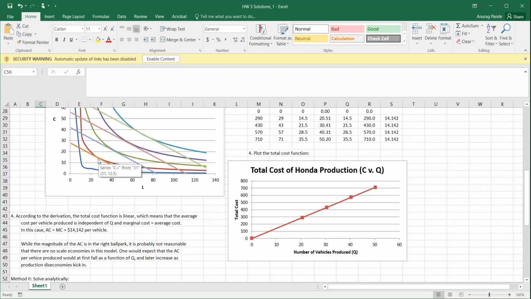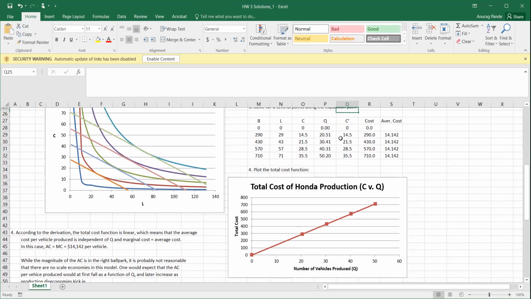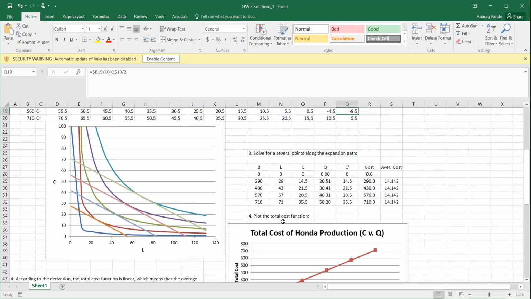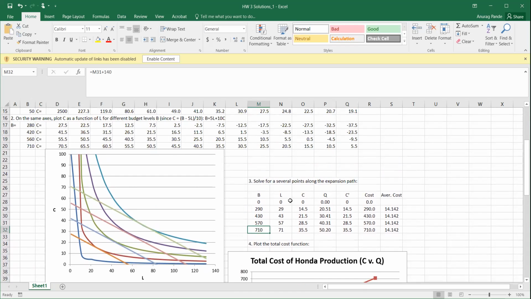here, you can almost see that these points are, especially if you look at where the tangent lies, if the tangent lies exactly on the curve, you end up with that curve here. Okay, so this is what you've gotten now. Once you have that, then you can start looking at if your budget is 0, 290, 430, 570, 710, like you had here. You can figure out what the L is going to be and what C is going to be.